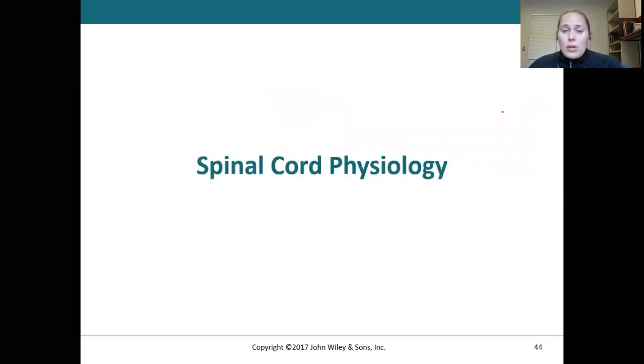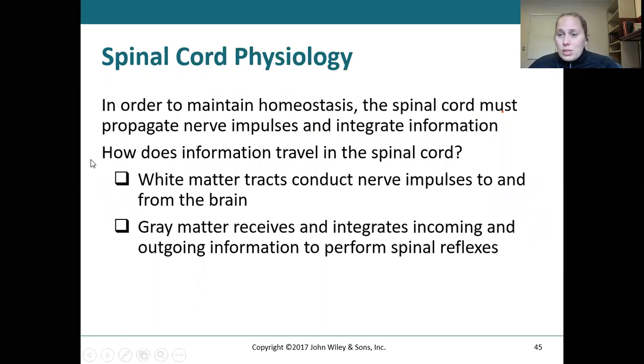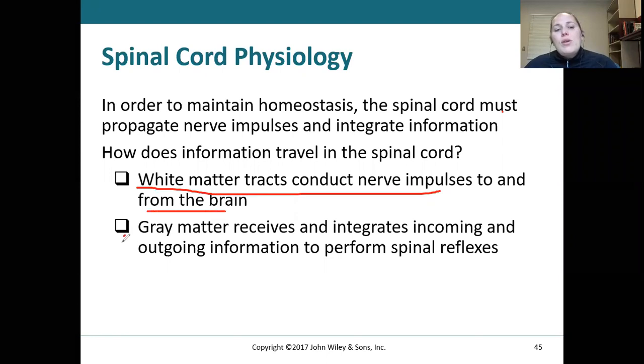Okay, so spinal cord physiology. In order to maintain homeostasis, it has to be able to propagate and integrate information, right? You have to be able to send information up into the brain and also integrate that information and have it return back down into your somatic nervous system or your muscles. So how does information travel in the spinal cord? First you have the white matter tracts that conduct nerve impulses to and from the brain. And then you have your gray matter that receives and integrates incoming and outgoing information to perform spinal reflexes.